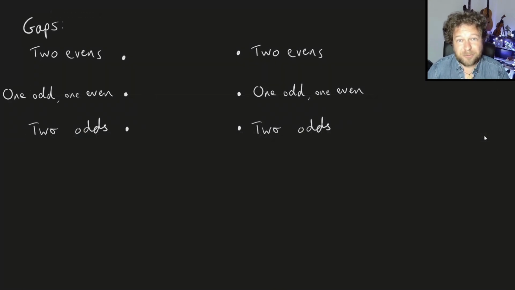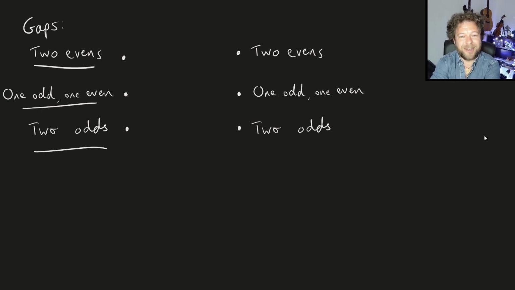There are actually only 3 types of gaps you can end up with. 2 evens, where both the gaps are even, 1 odd and 1 even, in either order. It doesn't really matter because you're just going to choose one to split for the next round, or both odd. So let's have a look at what could happen after those situations.